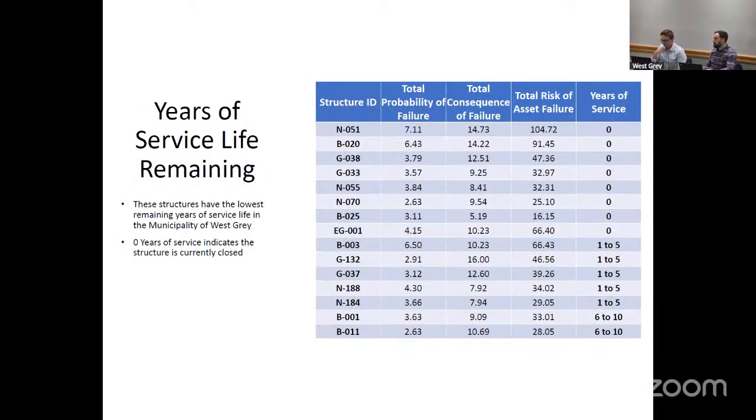Okay, so this is just a summary of the years of service life remaining. So this table here, when we get to the priority list in the coming slides, the years of service life play obviously a critical role here. So these ones have the lowest remaining years of service life in the municipality of West Grey. If you see a value of 0 for years of service life, they are currently closed.